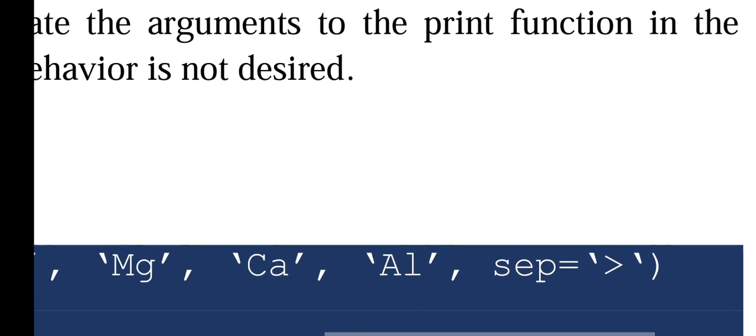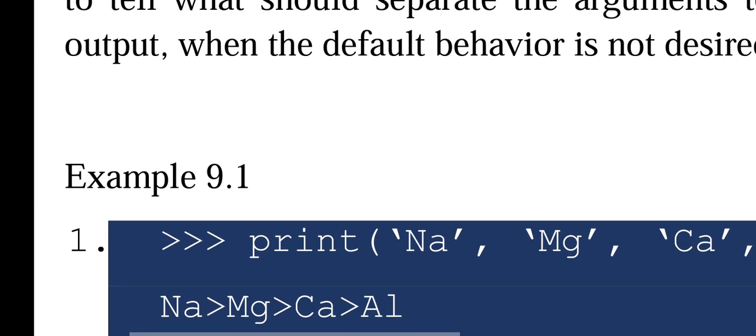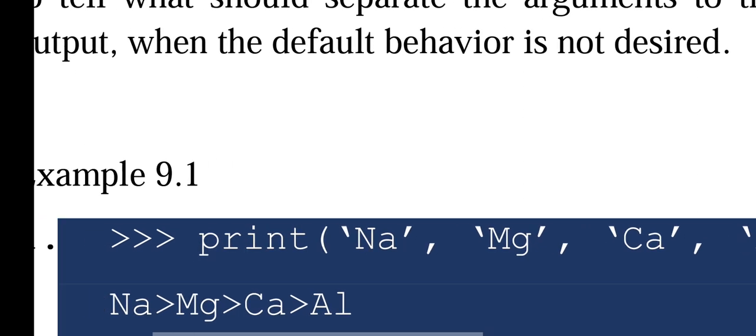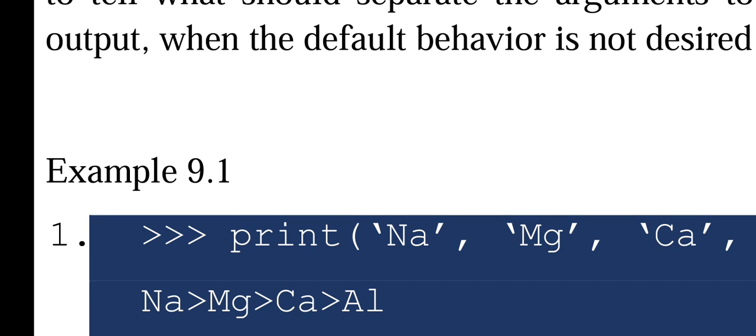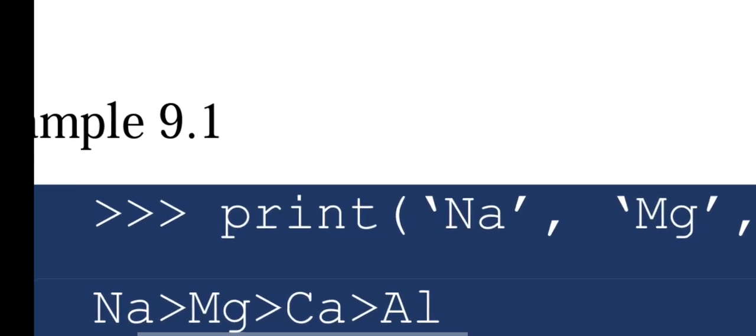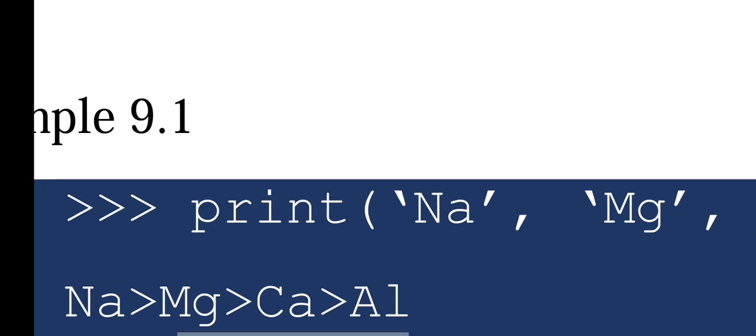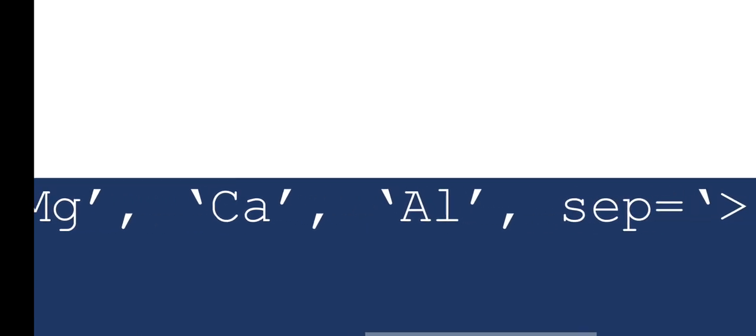Let's look at it in the output. Can you see the output? Na greater than Mg greater than Ca greater than Al. Can you see in the output the arguments are separated using what was passed to the keyword argument?